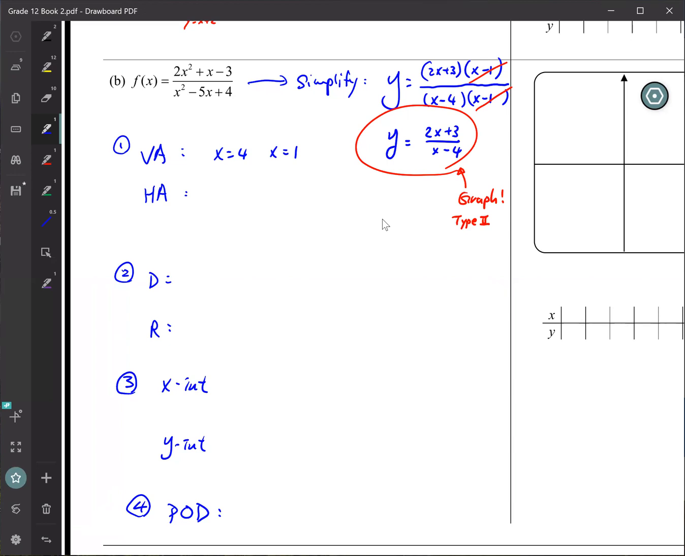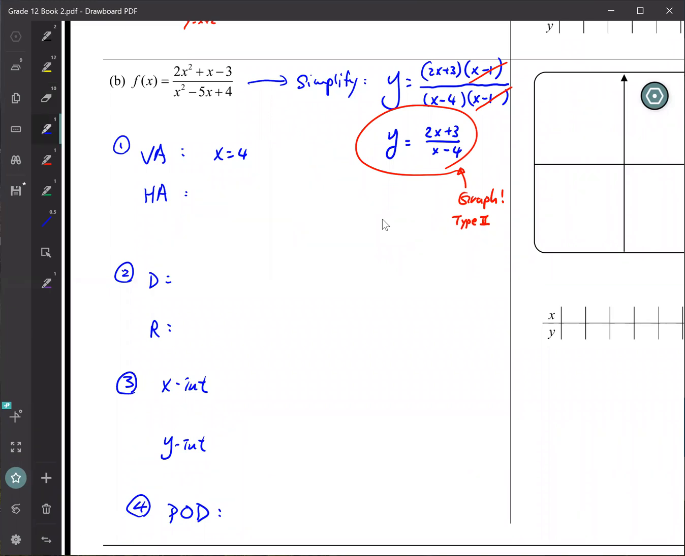Very good. So that's why I circled it, right? And I put the exclamation mark, right? So you only focus on the one you want to graph, okay? The original is only for you to find the POD, before cancel, right? So be careful, we only have one vertical.